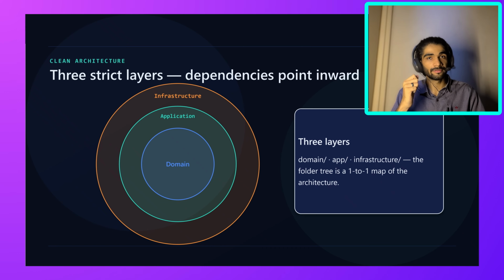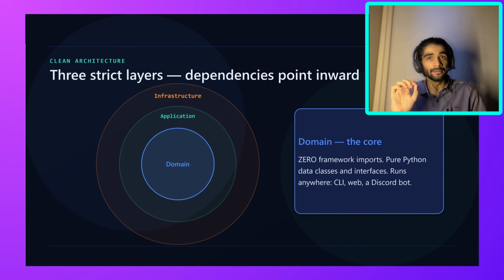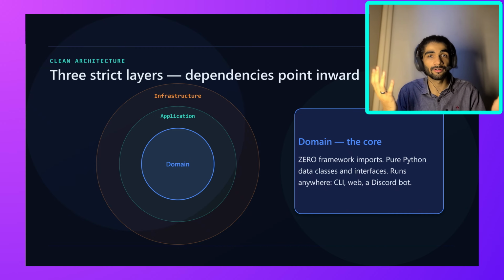This is a clean architecture with 3 layers. And if you're thinking, clean architecture for a URL shortener, isn't that overkill? Then you need to hear me out. The inner layer, or domain, has 0 framework imports. No FastAPI, no database, nothing. It's just pure Python data classes and interfaces. You could take that code out and run it in a CLI, a web framework, or a Discord bot, whatever.